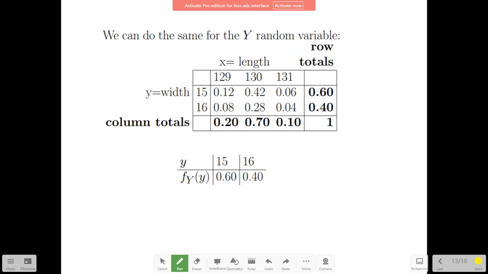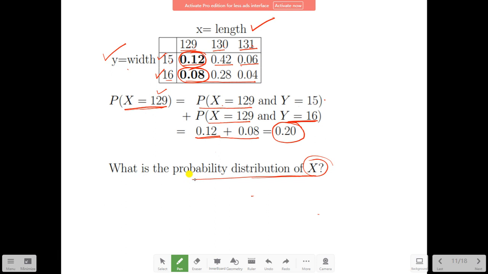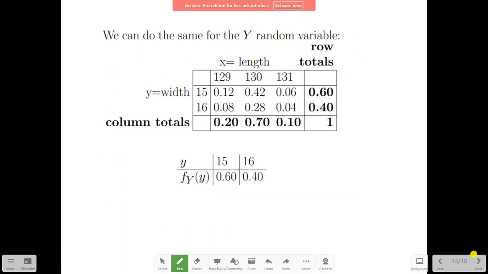In that case, when we compute the probability distribution for the random variable y, we find the row totals. In the row totals, 0.12, 0.42, 0.06, the sum of these elements in the first row is 0.60, and in the second row 0.08, 0.28, 0.04, this will be 0.40.